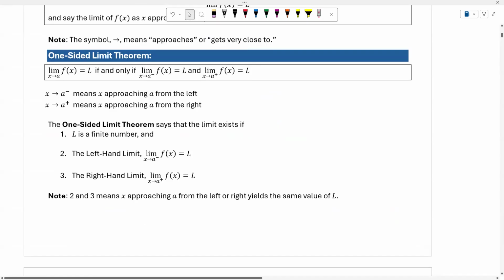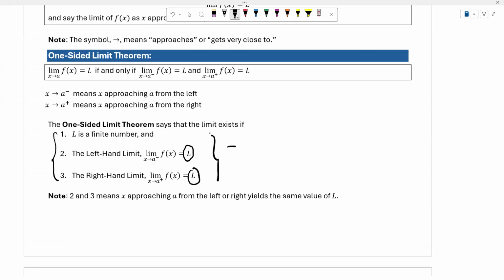So this is the idea about the one-side limit. In this case, L is a finite number, meaning L must be a number, and the left-hand limit is equal to L and the right-hand limit is equal to L. Then the limit exists, and the limit of f of x as x approaches a is equal to L. This is the meaning of this.